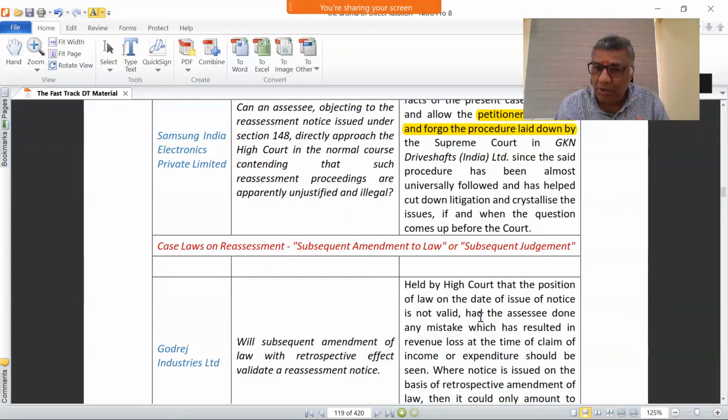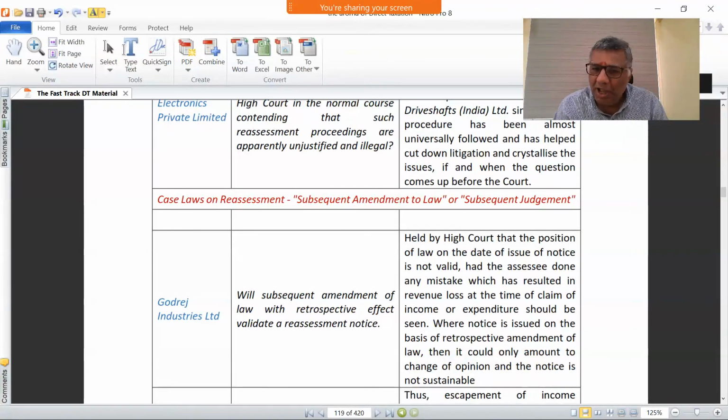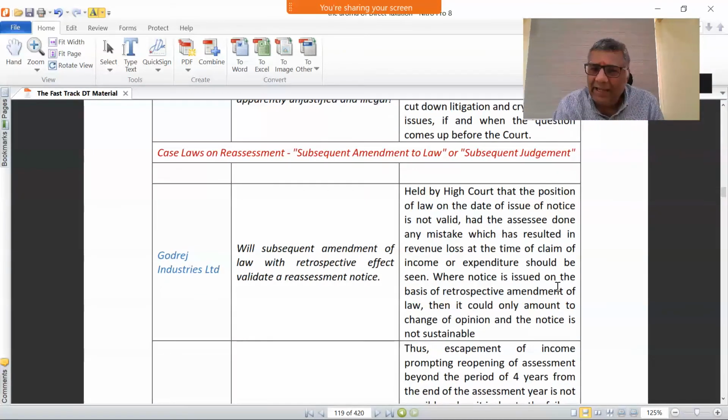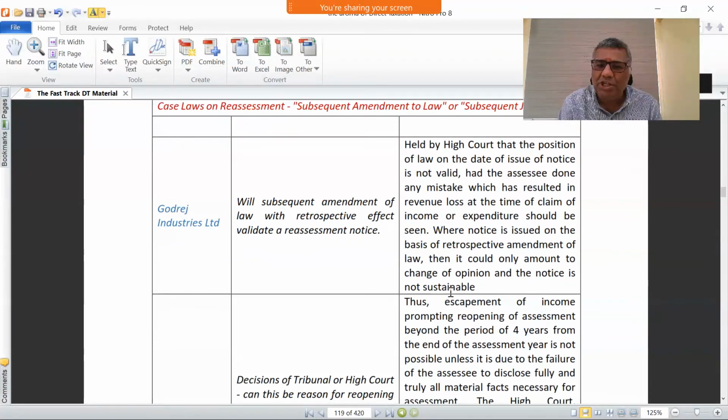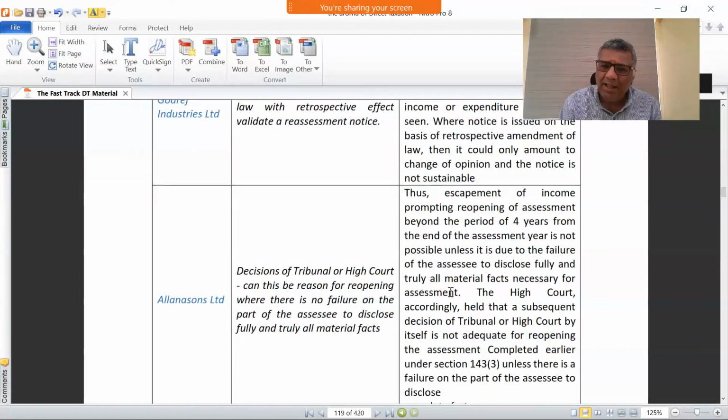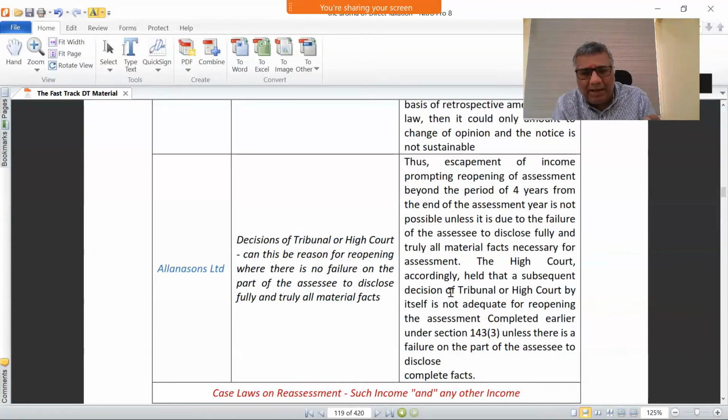Okay. Subsequent amendment to law, I have already told you. At the time of filing the return is the proper date, held by the High Court. The position of the law on the date of issue of notice is not valid. Whether the assessee made any mistake which has resulted in revenue loss should be seen. Where notice is issued on the basis of retrospective amendment of the law, then it could only amount to change of opinion and it is not sustainable. Even you cannot reopen based upon a High Court or Supreme Court judgment, because at the time of filing the return, the law was as it stood.